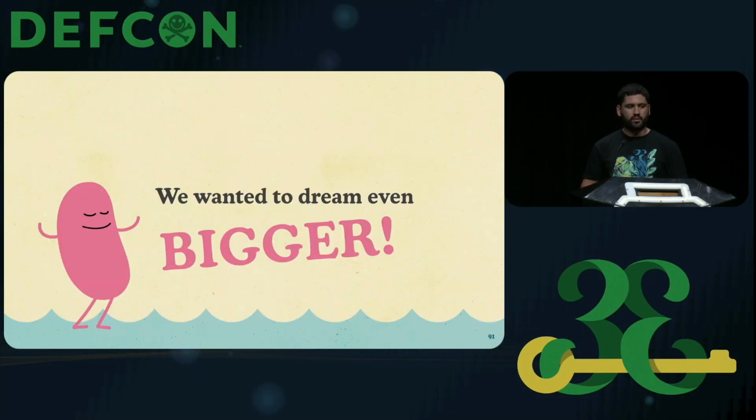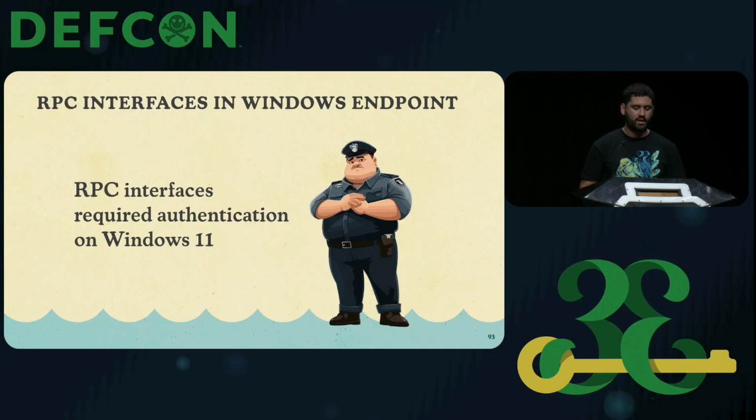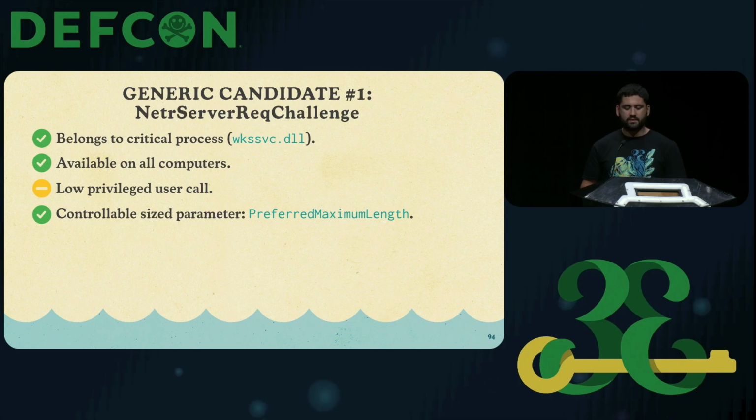But as always, we wanted to dream even bigger. So far, we achieved denial of service for every DC. What if we could crash anything, including Windows endpoints? But as far as we could find, all RPC interfaces on endpoints required authentication. With this constraint, we returned to our first generic Windows attempt.